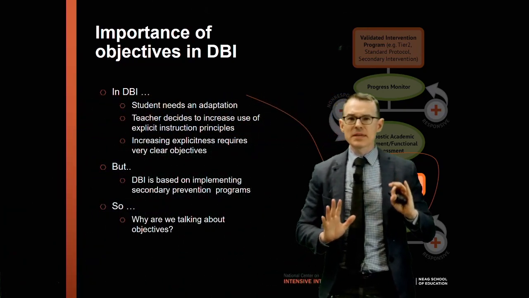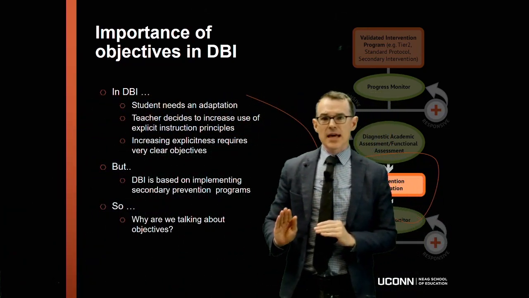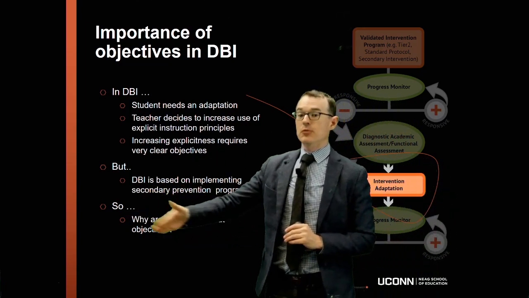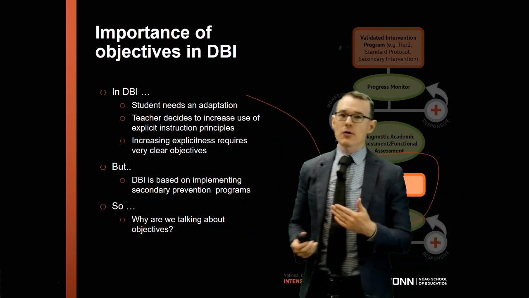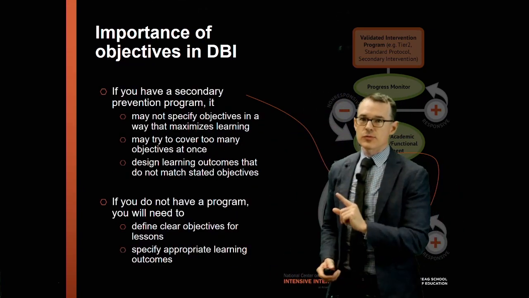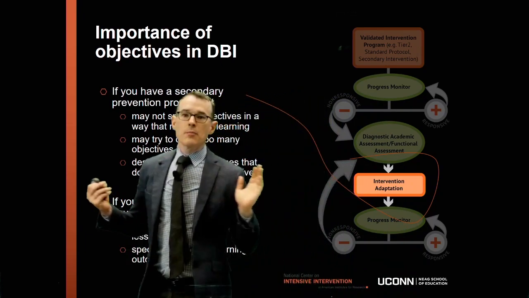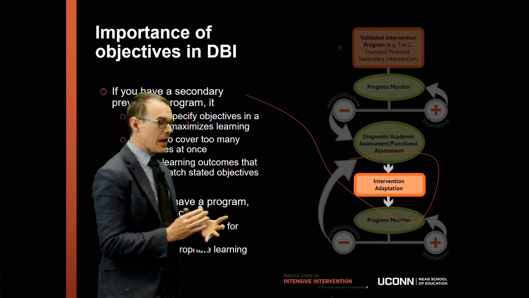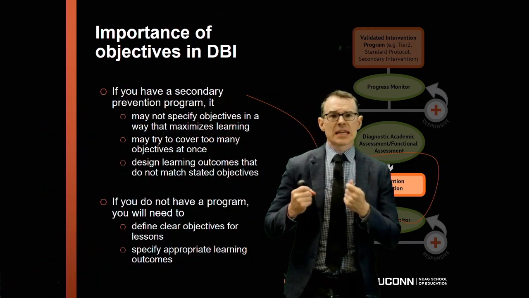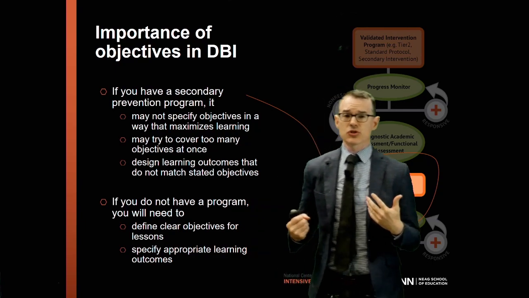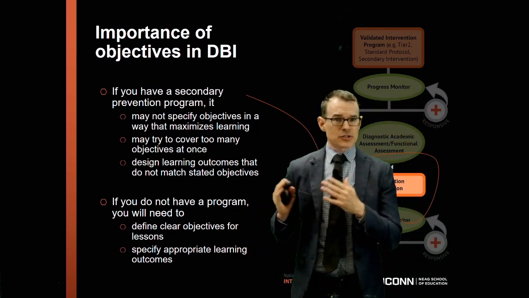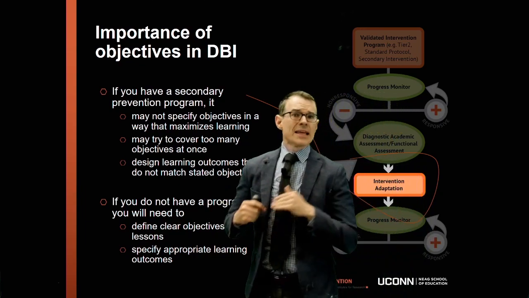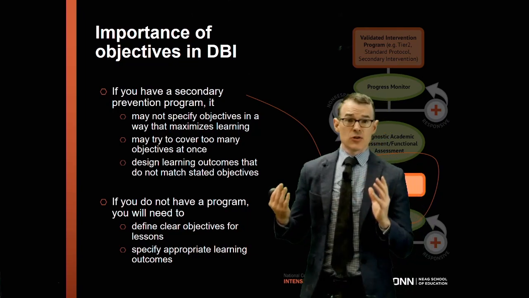That's all well and good. But if you remember from the beginning of the DBI process, the first thing we do is we start with a secondary prevention program. So if we have a program already, presumably the program has objectives, so why would we bother talking about objectives at all? There is a reason. Even if you have a program, programs don't always specify the objectives in a way that maximizes learning. In other words, sometimes programs don't actually give you a clear picture of what it is they want students to learn, which can either mean that you don't actually focus the lesson the way that even the program may have intended, or they may not have focused on the optimal things that you want to teach.